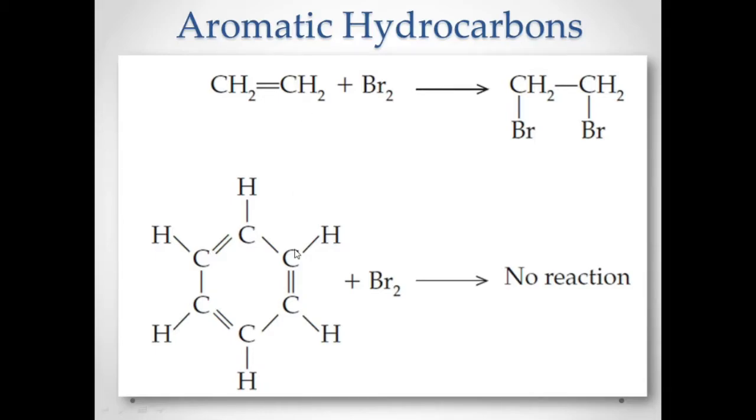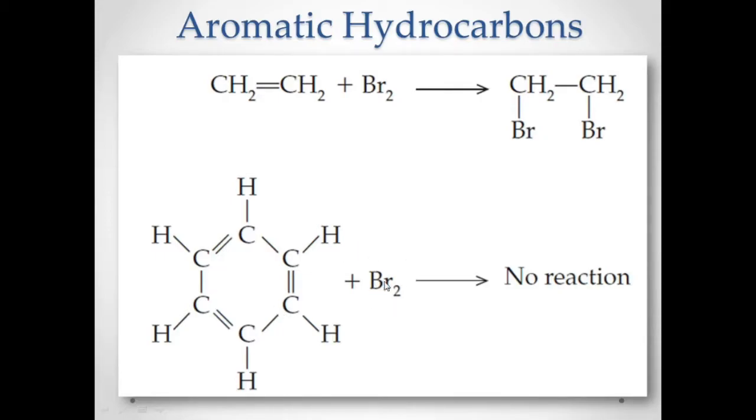However, if you react or brominate with Br2 at normal conditions your aromatic hydrocarbons, the benzene, this one here is a benzene, if you undergo bromination of benzene, there is actually no reaction, because aromatic hydrocarbons have their own chemical stability. It's a very stable structure that will not react with Br2 at normal conditions.